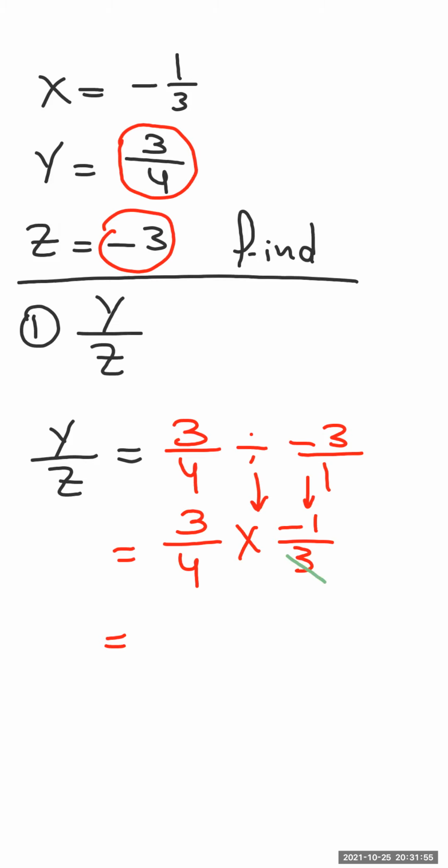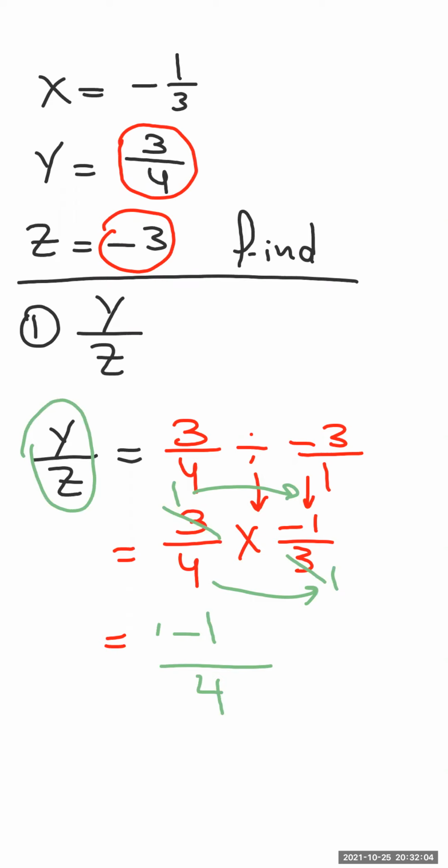Now, simplify 3 and 3 to equal 1 and 1. 1 times a -1 equal -1. 4 times 1 equal 4. So y over z will equal -1 over 4. That was the first requirement in the question, and it's very simple. Okay, guys, is it clear?